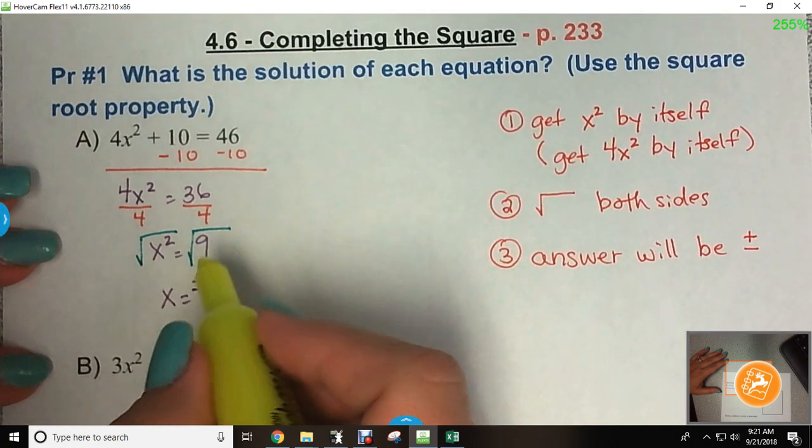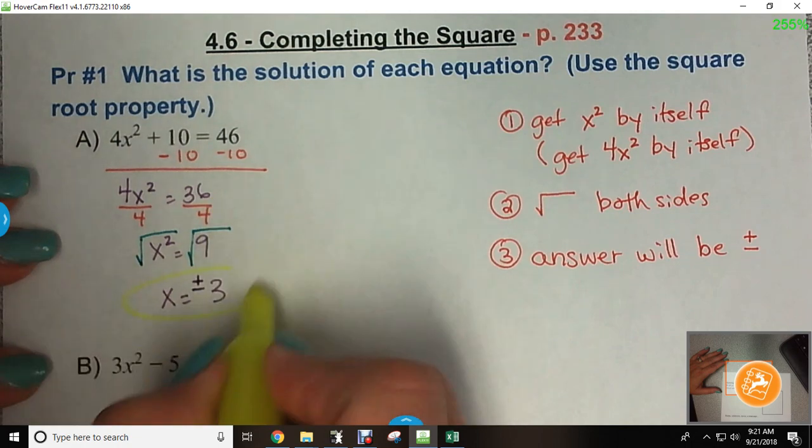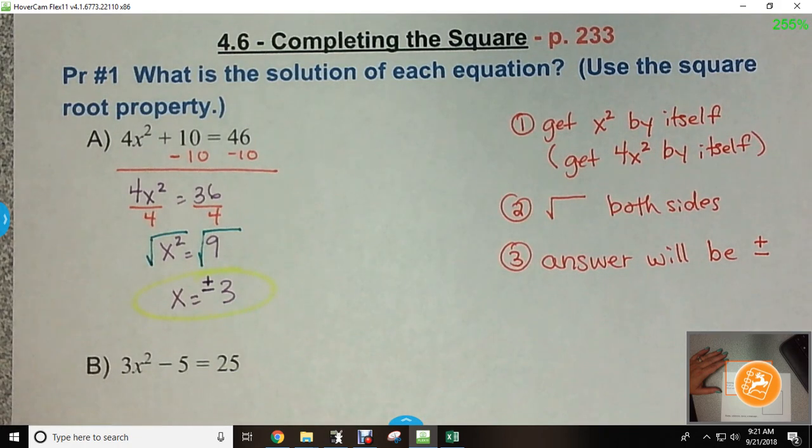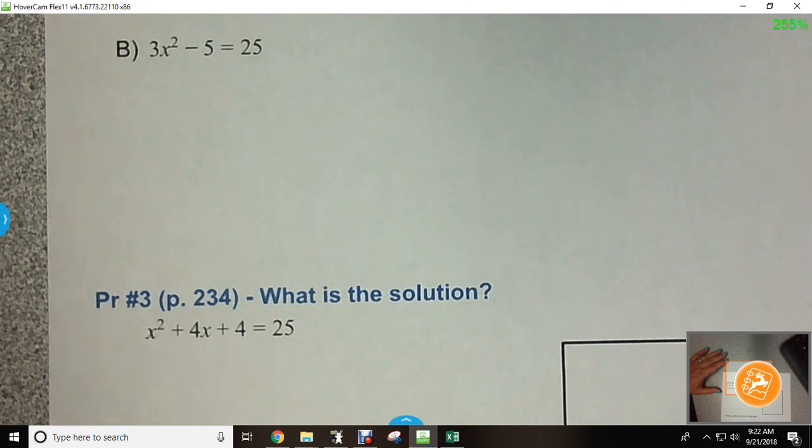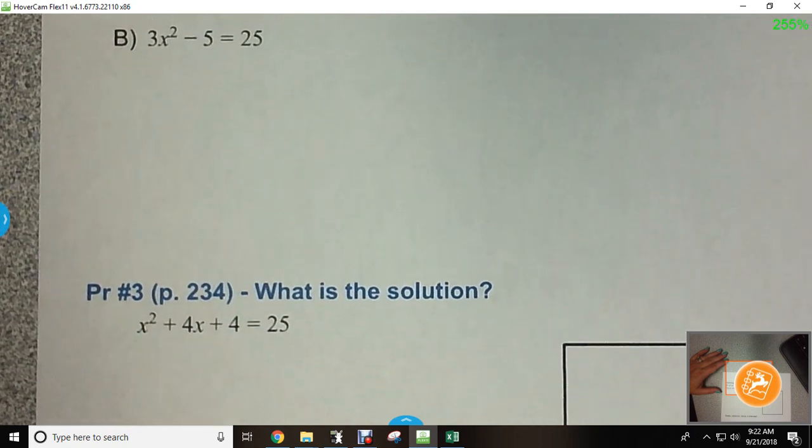Now, you could check this in the calculator if you wanted to. But remember, if you're going to check it in the calculator, you've got to move everything to one side so it's equal to 0 before you type it in. I'm not going to go there today, but if you have questions about that when you come back to class, let me know. All right, problem B, I want you to try it.